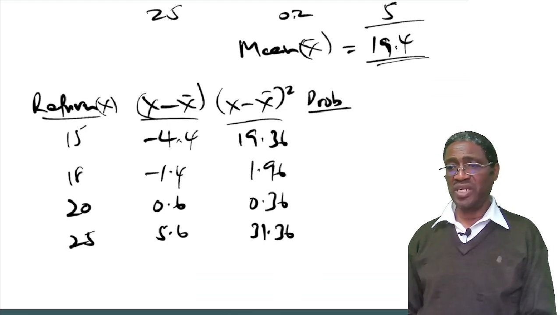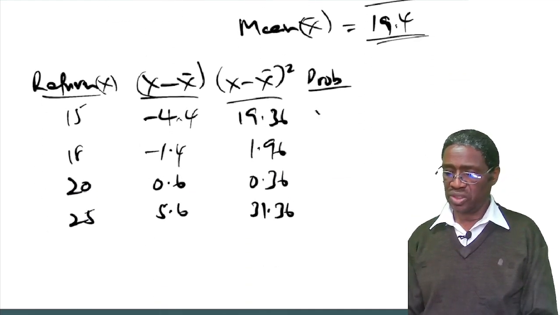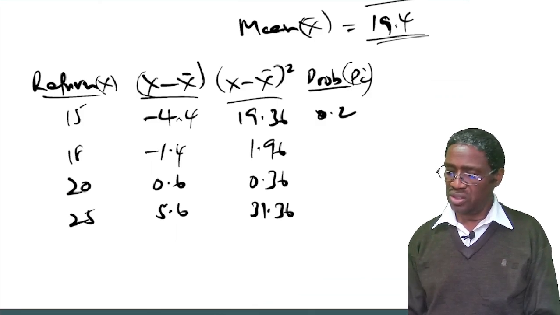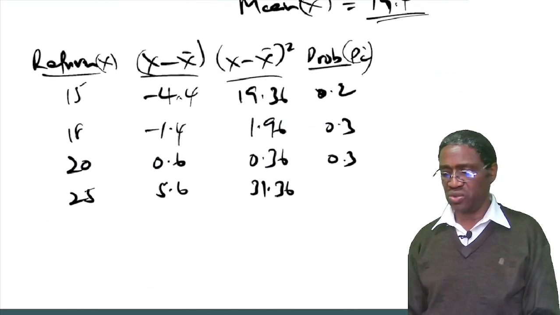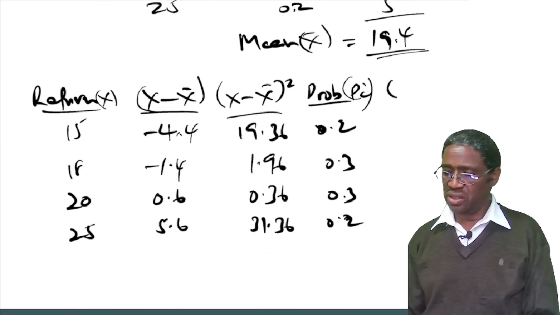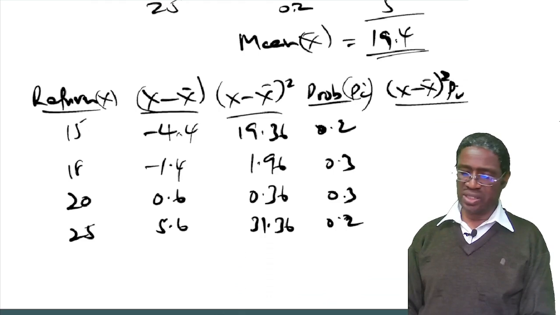Then I multiply them by the probability. What is the probability? 0.2. This is probability Pi. The next was 0.3, then 0.3, and the last one was 0.2. So I say here, X minus X bar squared times Pi.